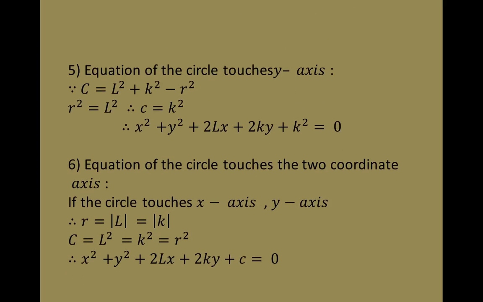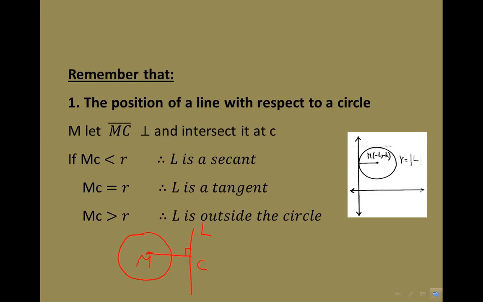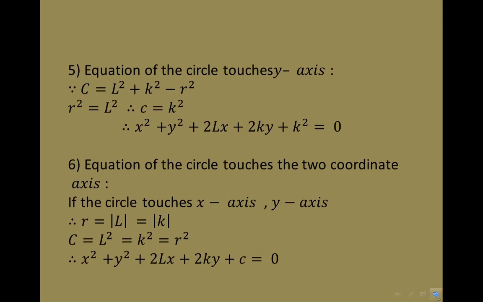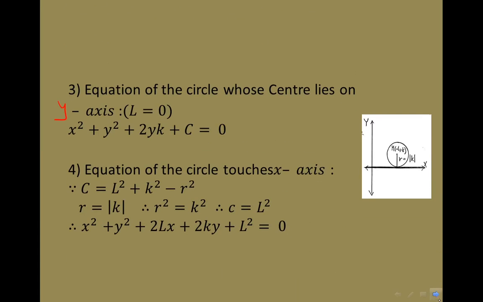In the previous slide, there is a figure: this circle in the opposite figure touches the x-axis. Take care, the center M is negative L and negative K. Take care, in this case the radius of the circle equals exactly the absolute value of K.